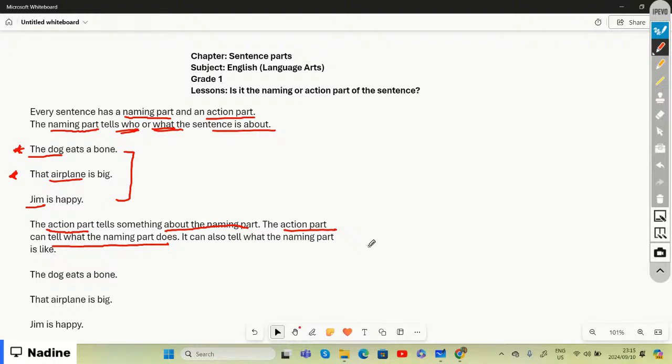It can also tell us what the naming part is like. What is the animal like? What is the person like? What is the thing like?